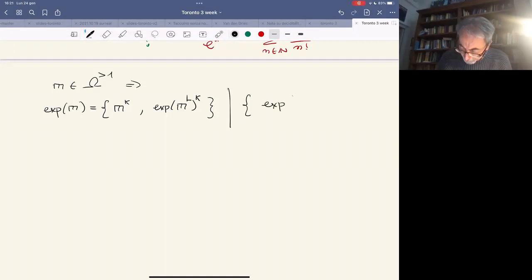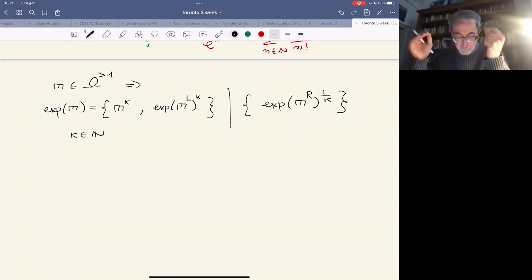And it should be smaller than exp of any right option of M, and also the kth root. And here k is an integer. So this is a necessary condition for a good exponential function. So for instance, exp of omega should be bigger than omega to the k, omega squared, omega cubed. It should also be bigger than exp of a smaller monomial, not anything smaller, but exactly what I wrote. This is not an arbitrary thing smaller than M, it's a left option of M. And also its powers.